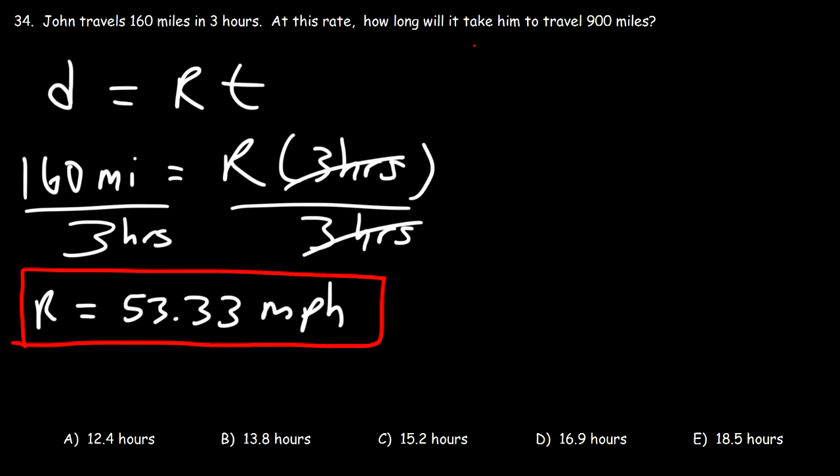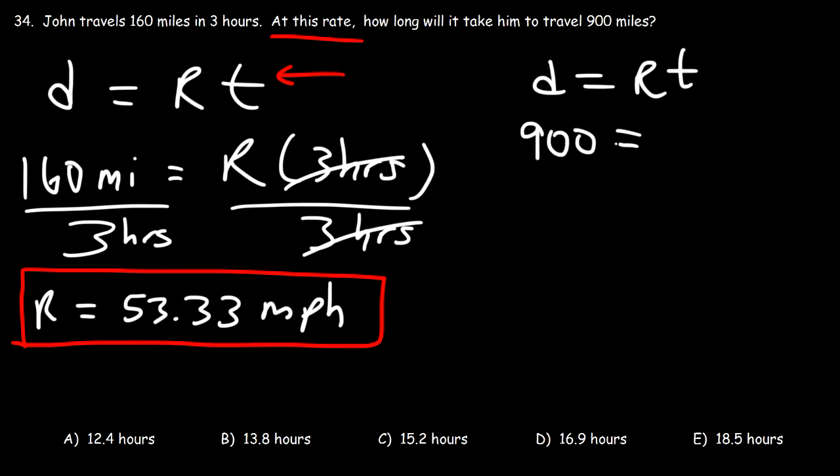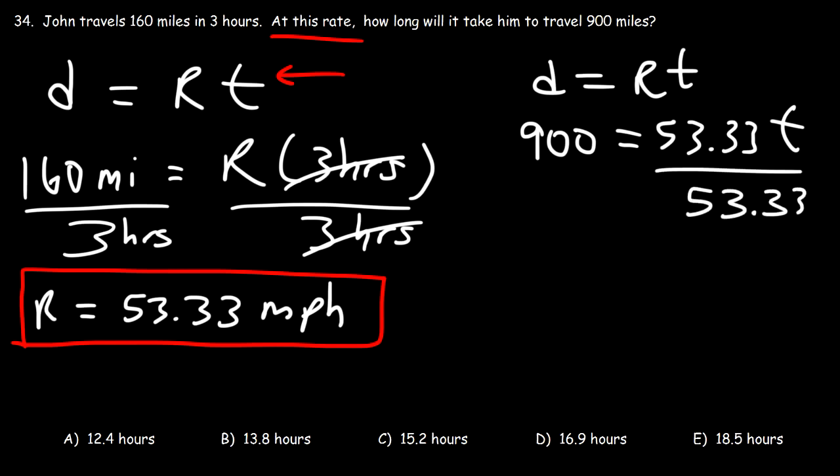Now we're told that the rate is the same. So at this rate, how long will it take him to travel 900 miles? So we have the rate for the second part, and we have the total distance. What we're missing is the time. How long means what is the value of T? So using the same formula, let's replace D with 900 and R with 53.33. And let's solve for T. So we need to divide both sides by this number to get T by itself.